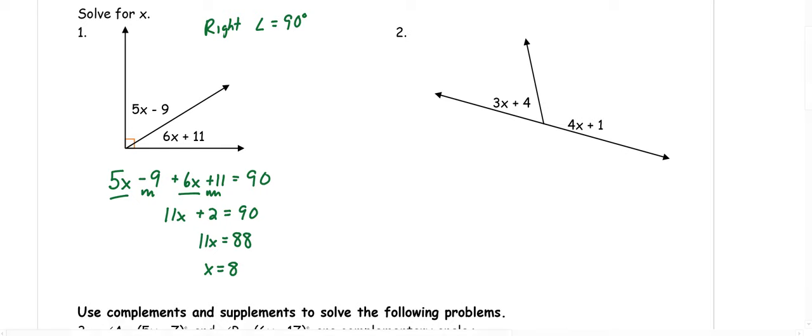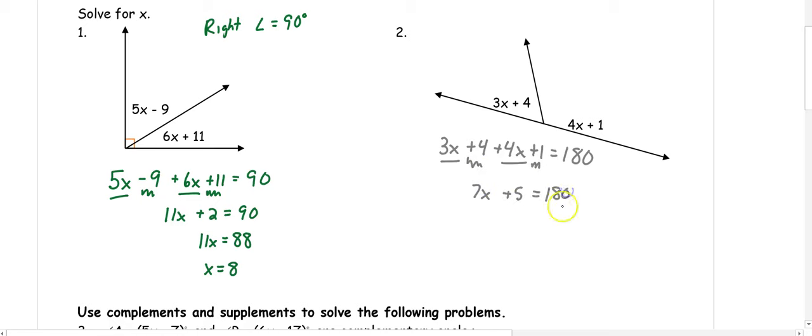In number 2, the two angles form a straight angle, which is 180 degrees. So we would have 3x plus 4 plus 4x plus 1 is equal to 180 degrees. When I combine like terms, 3x and 4x gets us 7x, and 4 plus 1 gets us plus 5 equals 180. To solve for x, we're going to subtract 5 from both sides, so 7x is equal to 175, and divide by 7, so x is 25.